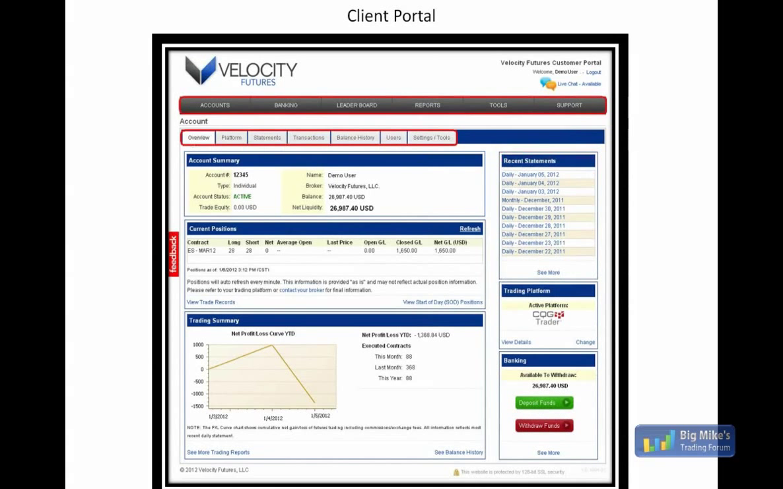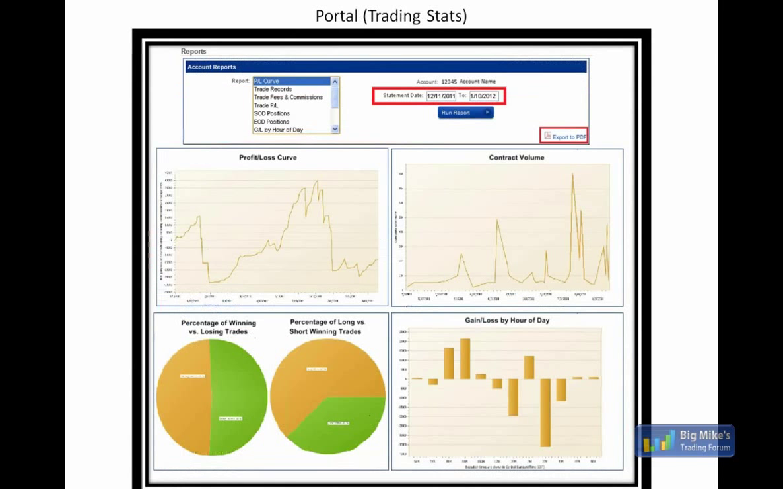Now, each of these sections on the home page can be expanded to view their full functionality. I left a lot of the functionality out in order to save time to get to the CQG demonstration, but I'll briefly cover just two of the functions that I think you'll find very interesting. The Reports tab provides several useful and customizable charts and graphs that allow you to analyze your own trading. Each has a customizable date range and can be exported to a PDF.